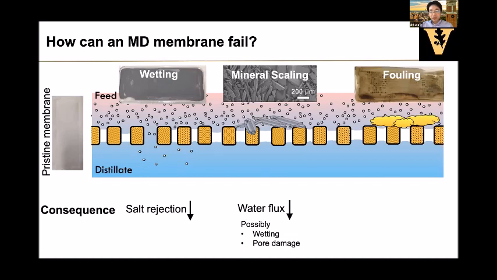Lastly is fouling. When you have organic, hydrophobic foulants, for example oil, they really like to adhere to the hydrophobic membrane and thus clog it. The obvious consequence is water flux decline. So how do we actually address these challenges in membrane distillation? I'll talk about each of them and mostly focus on the fundamental mechanisms.